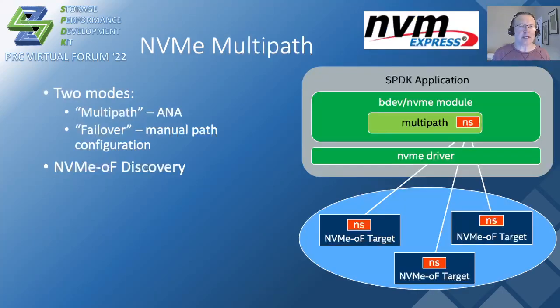We've also added an NVMe over Fabrics discovery service into the bdev NVMe module, which enables automatically discovering all these paths that are out there in the system. So this discovery service plus ANA makes this a very robust solution for having SPDK applications being able to connect to and consume these NVMe over Fabrics clusters.